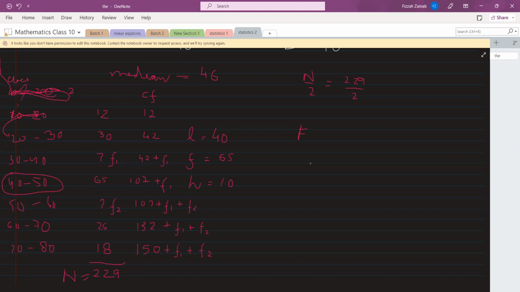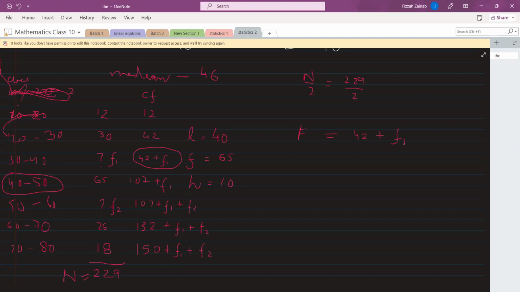Okay. Now, what is capital F? So capital F is the cumulative frequency of the class just before the median class. So that means 30 to 40. What is the cumulative frequency? It is 42 plus F1, as you can see here, right? So your capital F is 42 plus F1. Understand, everyone?